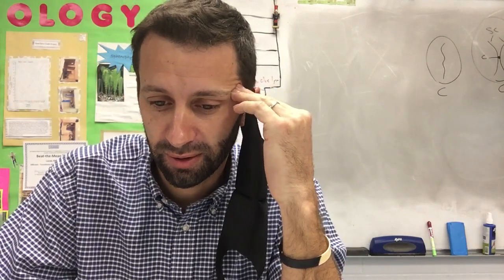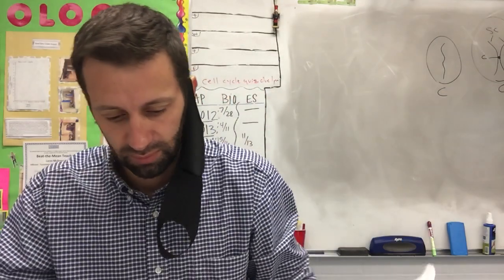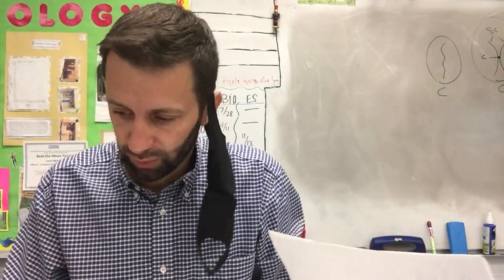Regulation, control of the cell cycle. Regulation is crucial for normal cell growth and development. Regulation varies from each type of cell. What happens if you don't have control of the cell cycle? Then it gets out of control, which we call what? Cancer. Good.